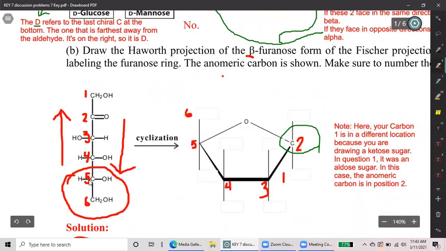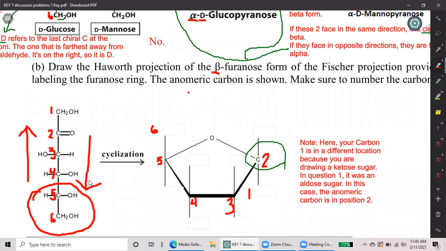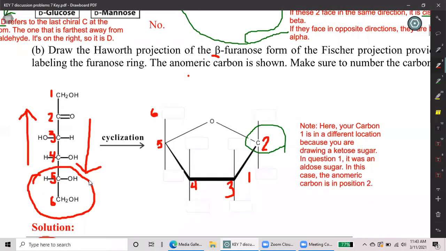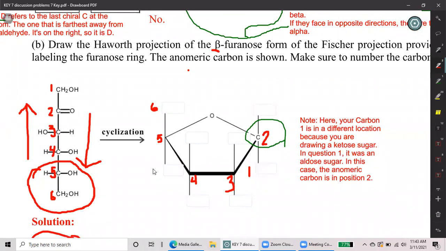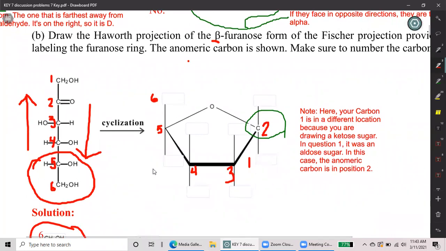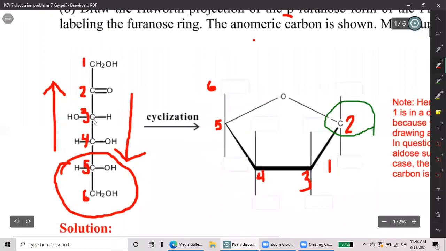Okay, that's it for 1. And now we have B. Draw the Haworth projection of the beta furanose form of this Fischer projection. Okay, so here we have a ketose. Look at this. The carbonyl is in the middle, and then this is an R group, and this is an R group.